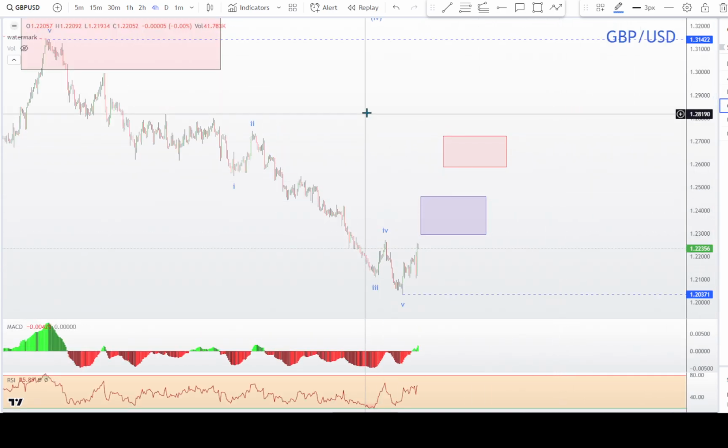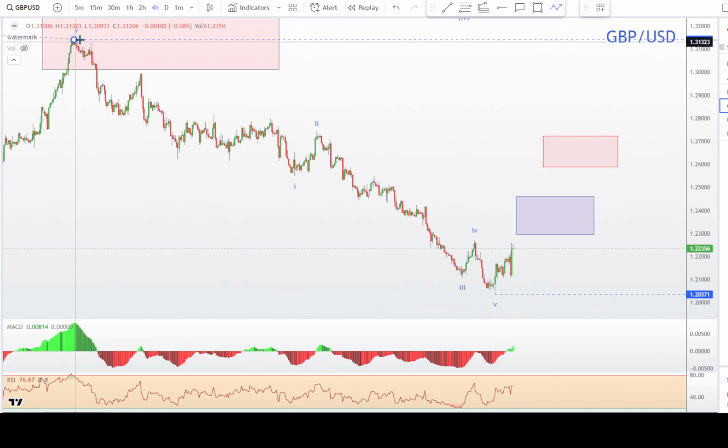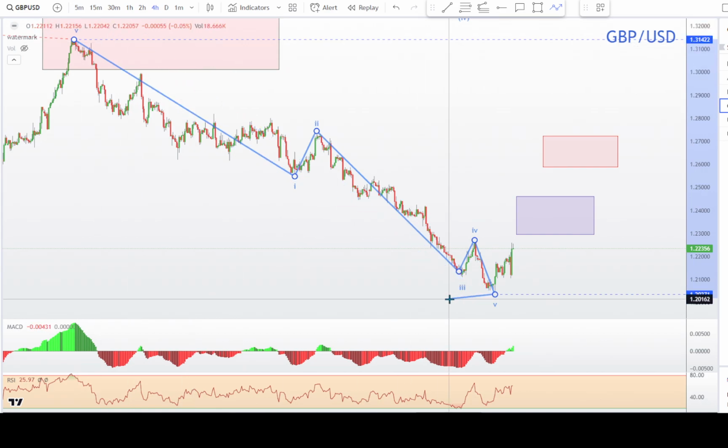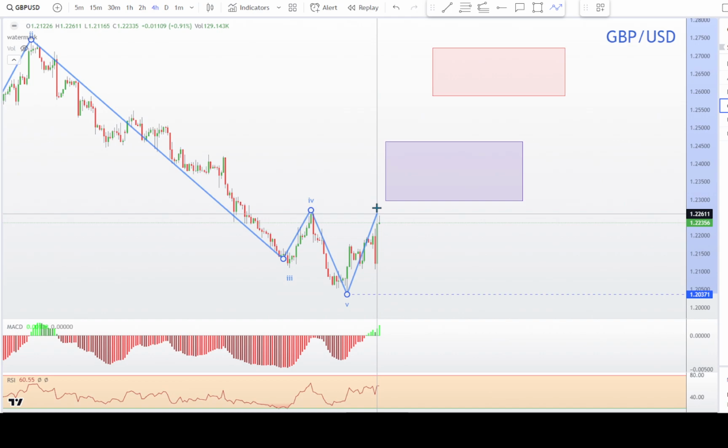And then we go on to the pound. And so the pound, they did complete, I think, a leading diagonal. So I got 1, 2, 3, 4, and then 5 waves down. So we got 5 waves, and now we need a correction, and they already started. And now we do have already 3 waves, 1, 2, and 3.